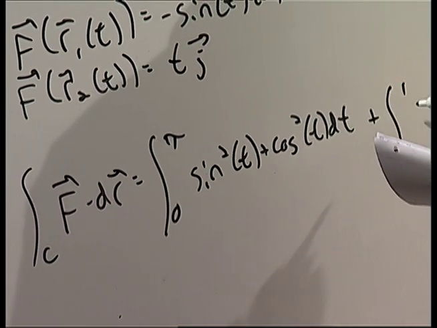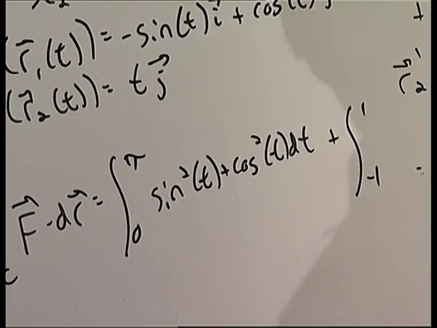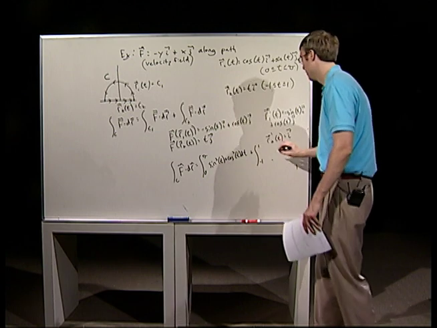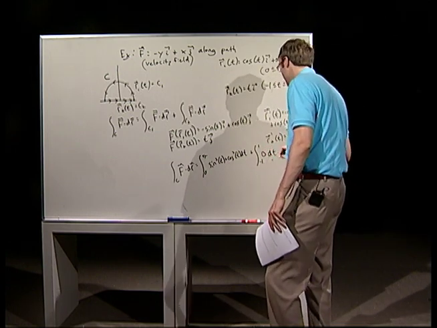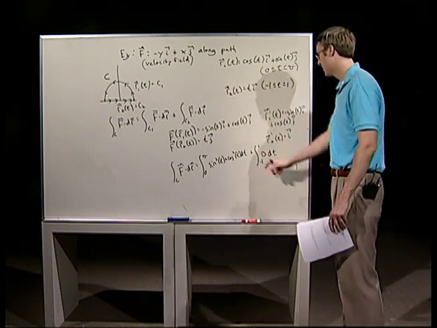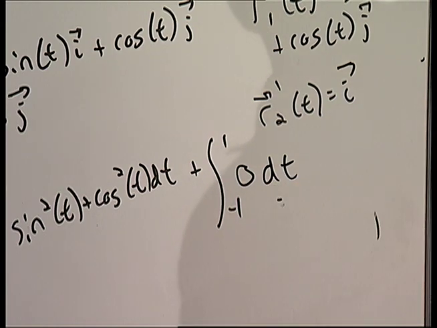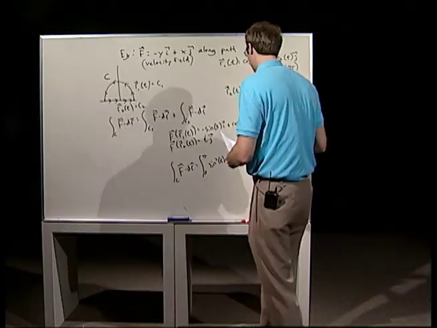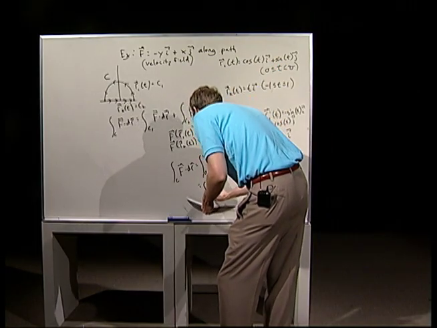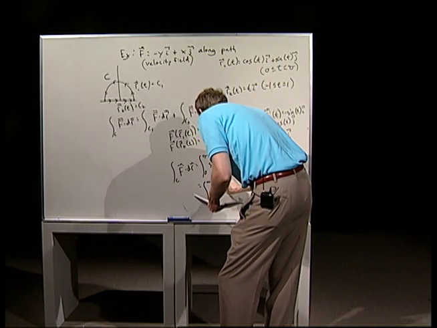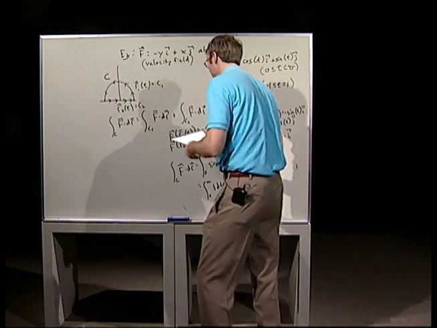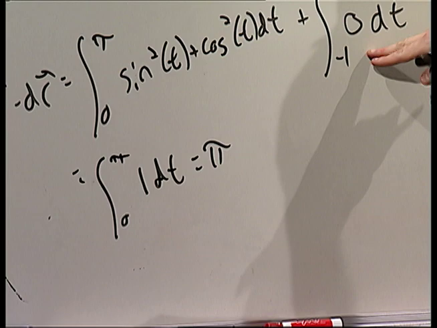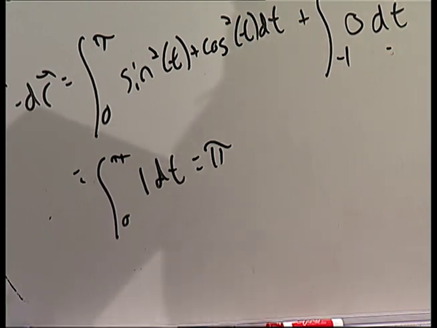Second, negative 1 to 1. Here, it's interesting. What happens, the dot product is 0. So this is actually 0 dt. This actually adds nothing except possibly an initial value or something like that. We don't have that here. But so this winds up being integral from 0 to pi of 1 dt, which is just pi, right? And take a look. This piece didn't add anything at all.